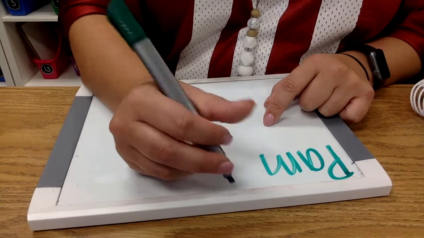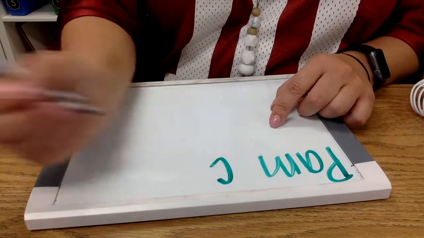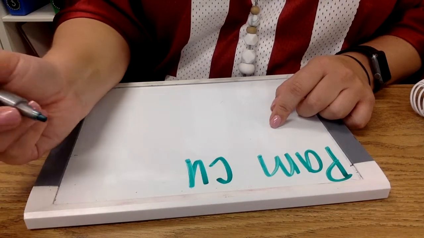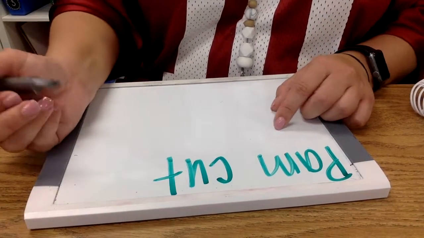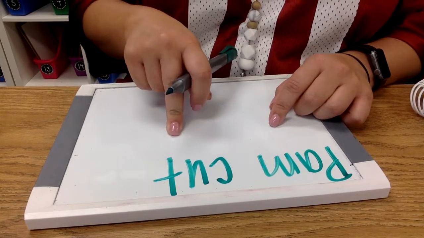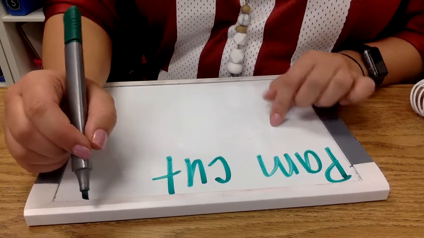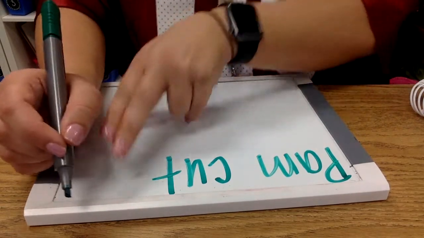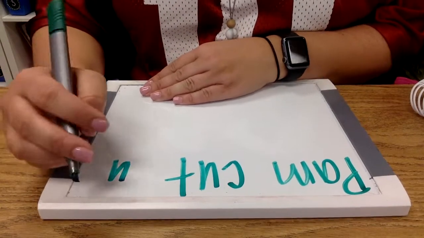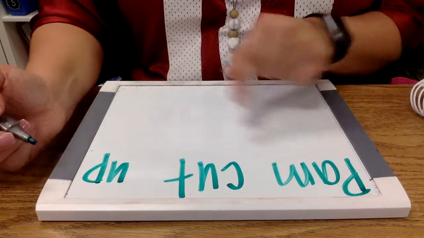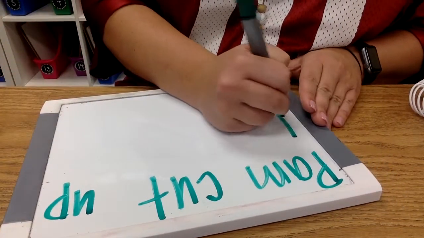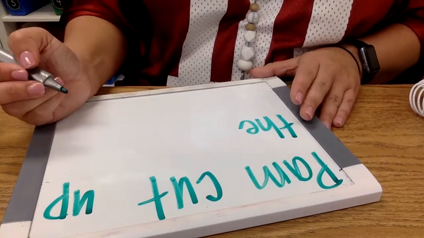cut, was going to be a C, is a U, and T. Pam cut up. We wrote up yesterday. Up goes up. So I do my 2 finger space, and I do my "uh," which is a U. My P is a P. Pam cut up the. The red word, so you know how to spell that word, T-H-E.